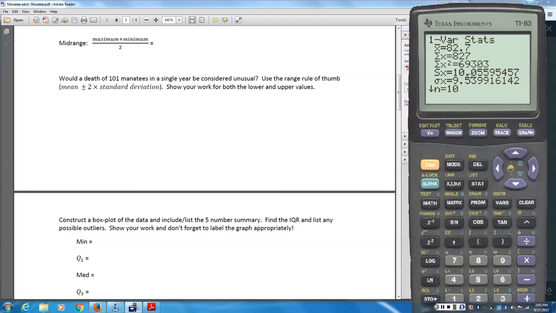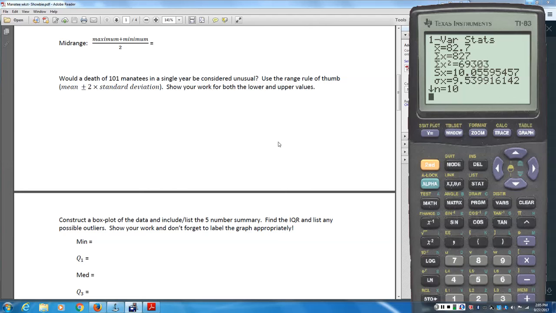And if I add 20.2 to 82.7, that's 102.9. Okay? So would 102 deaths, or 101 deaths, be considered unusual? The answer is no, because it falls less than that. Would 103 deaths be considered unusual? And the answer to that would be yes, because it's more than 102.9.